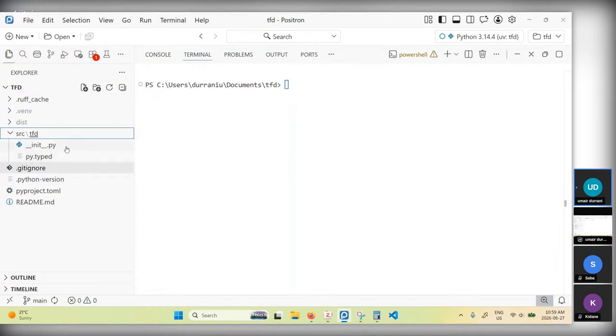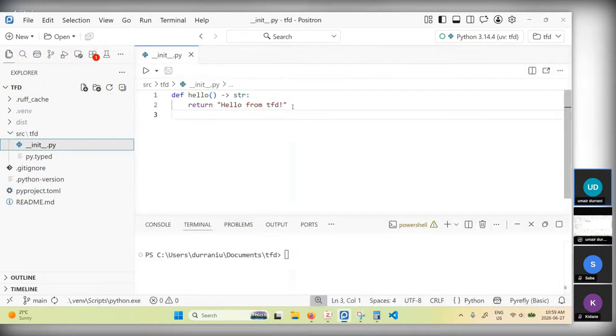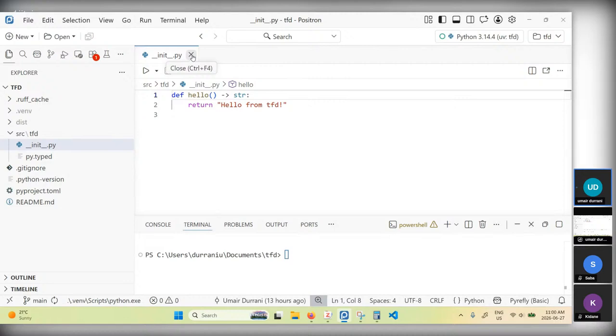And by default, what it adds is this thing. It's just a Python function which will print hello from TFD. This is just boilerplate. We don't need it. So the first thing that we need to do is, what we want in this package is to be able to list equations and then also show equations just like they show up in the book.